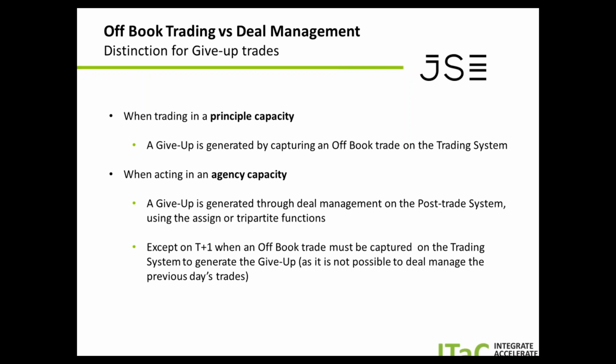However, there's an exception, like there always is in life. We've got T and T plus 1. If you want to effect a change on T plus 1, the deal is no longer available. So you would have to go into the trading system to generate the give-up by booking an off-book trade again, because the trade's no longer sitting in RTC or in the clearing system, which means you have to book it in the trading engine to effect that move of the position. But that's the only exception. Does that make sense?